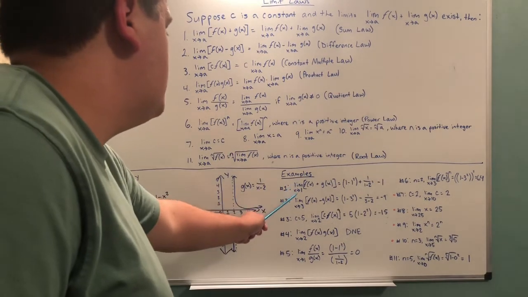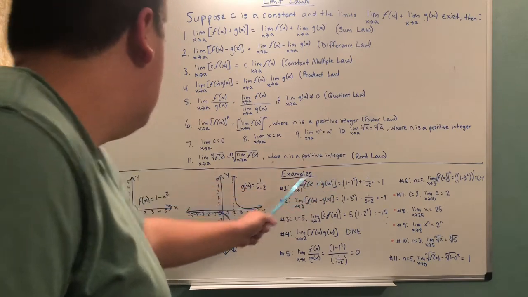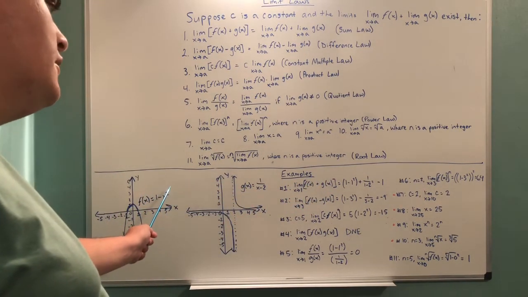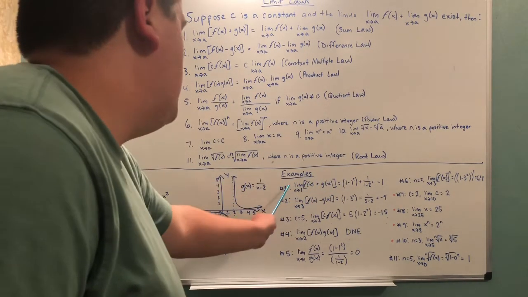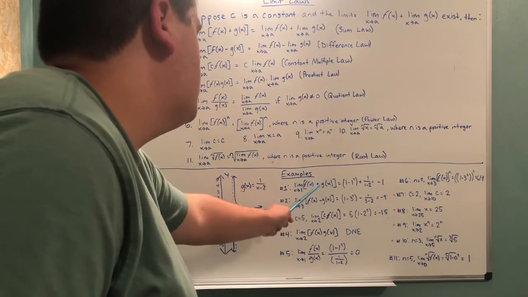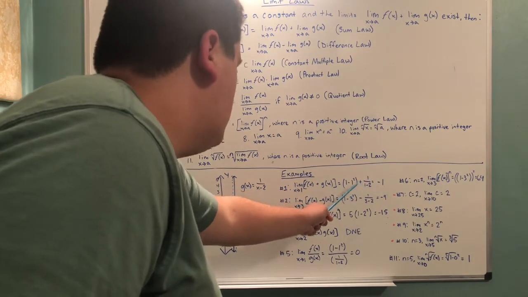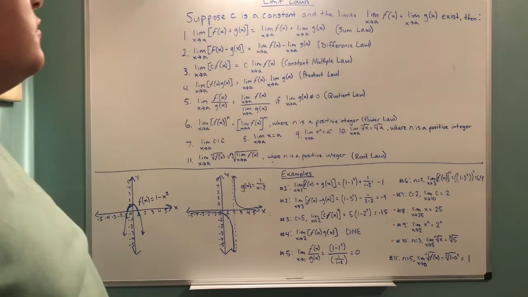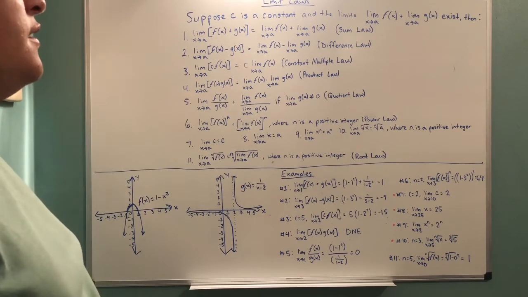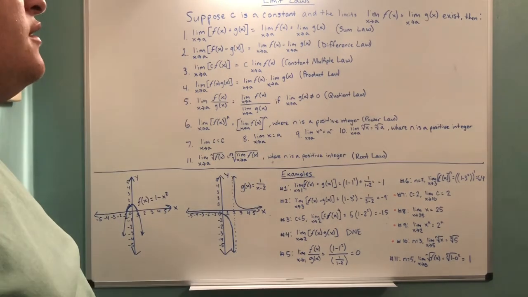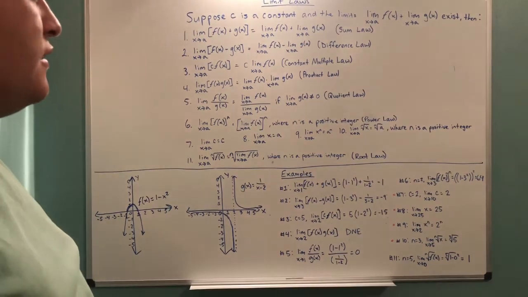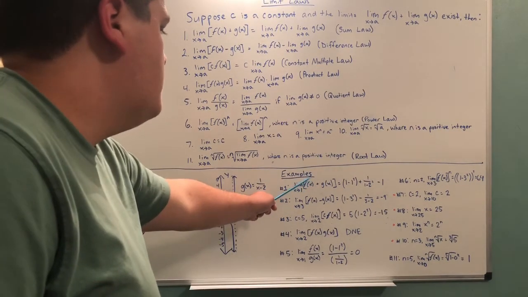So the limit as x approaches 1 of f of x will equal 0, because 1 minus 1 squared is equal to 0. And the limit as x approaches 1 of g of x will equal negative 1. So from all these limit laws, it may appear that you just simply plug in the x value where you see x.